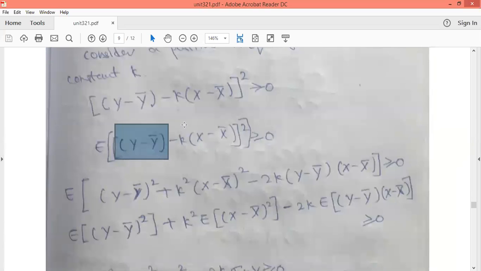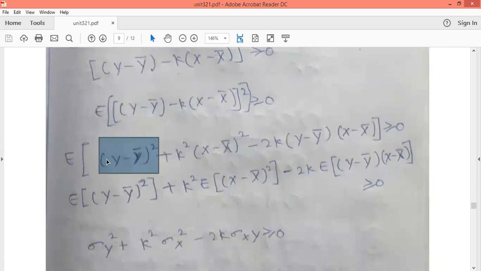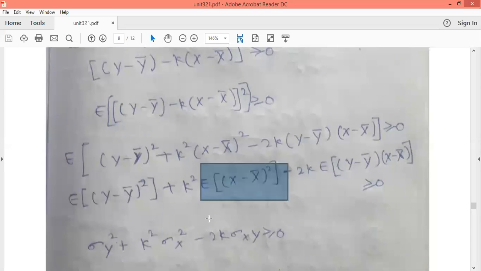Now it is in the form (a minus b) whole square, so we expand it. We write it as (y minus y bar) square plus k square (x minus x bar) square minus 2k (y minus y bar)(x minus x bar), greater than or equal to 0. Now we apply the expectation to each term inside. We get the expectation of (y minus y bar) square, which is the variance of y, plus k square times the variance of x, minus 2k times the expectation of (x minus x bar)(y minus y bar). This is nothing but sigma xy, the covariance.